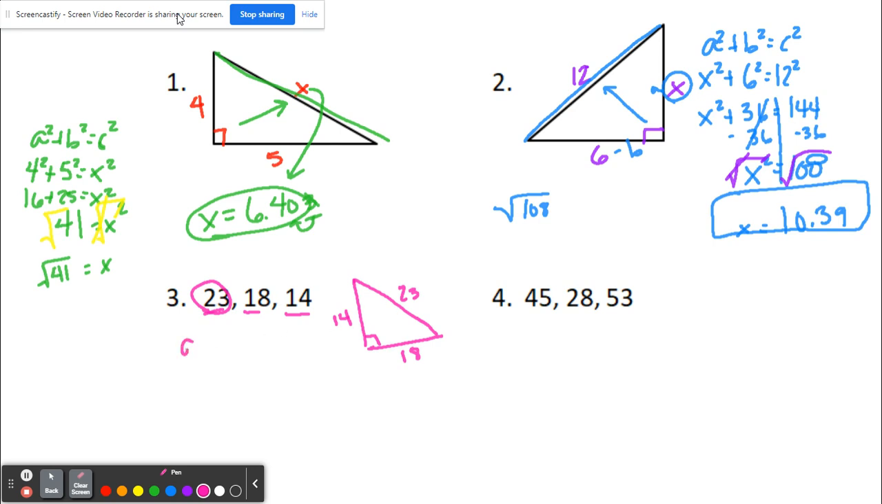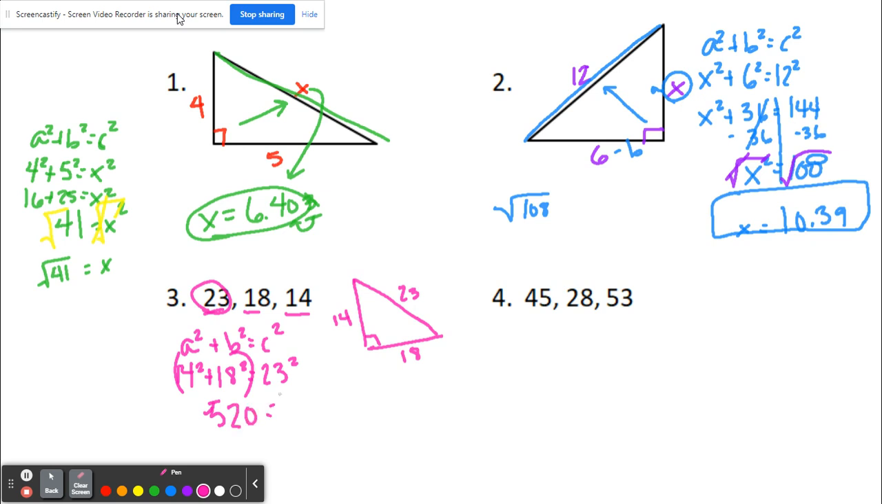So if I use the Pythagorean theorem, a squared plus b squared equals c squared, and I plug these numbers in, 14 squared plus 18 squared equals 23 squared. Does this equation balance is basically what it's saying. Does it work out? So I'm going to type all of this in my calculator at one time. I'm just going to type in 14 squared plus 18 squared and let my calculator do all of it for me. So this right here is 520.